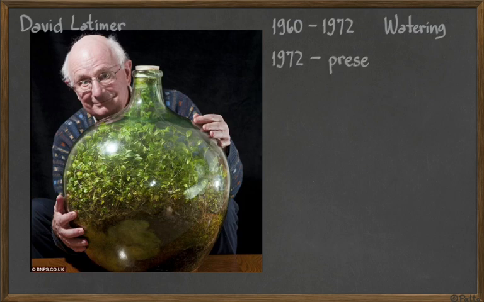However, from 1972 up to the present, he has kept it sealed. These plants are living in a totally sealed container. And how is that possible? Because it receives light, so it does photosynthesis. By photosynthesis, it gets the carbon dioxide that's surrounding those plants over there.